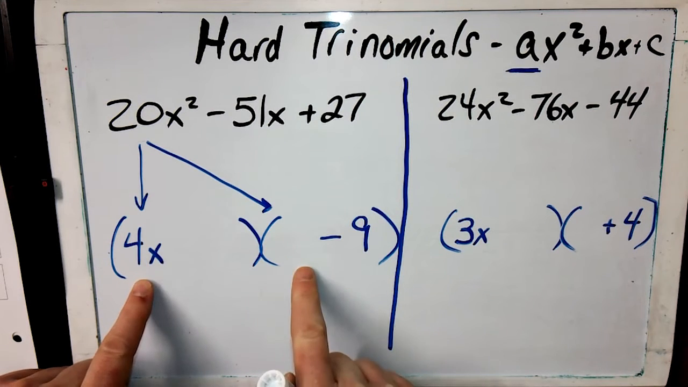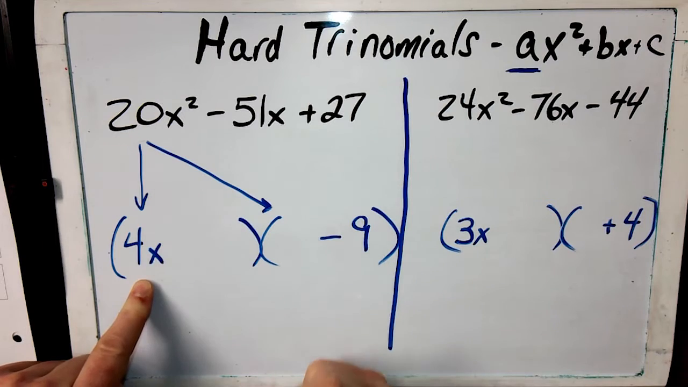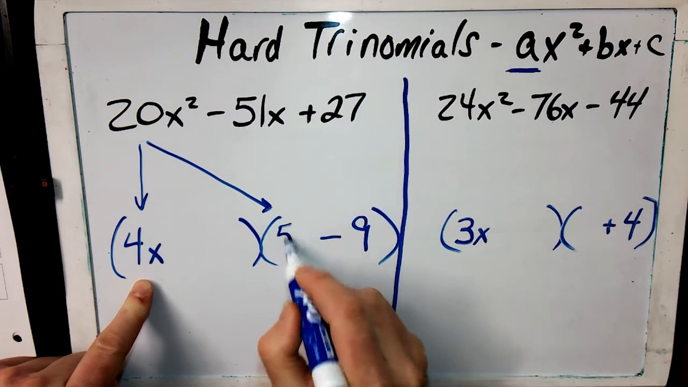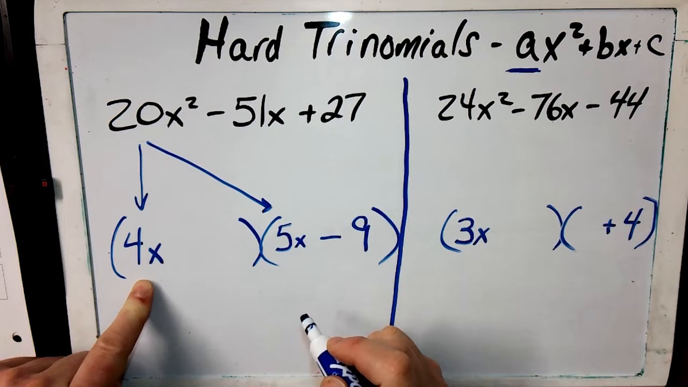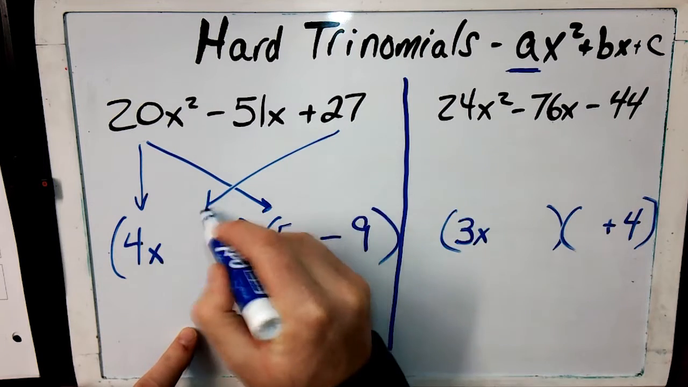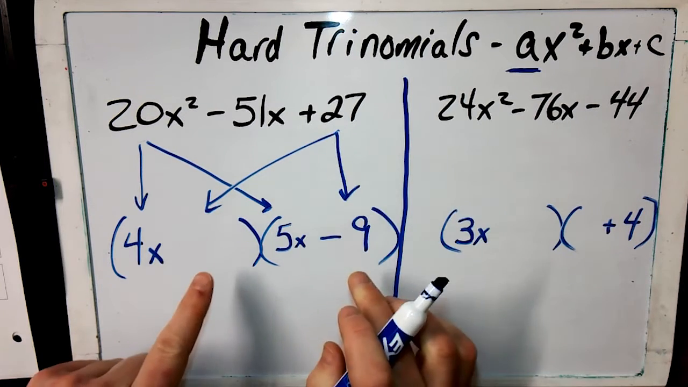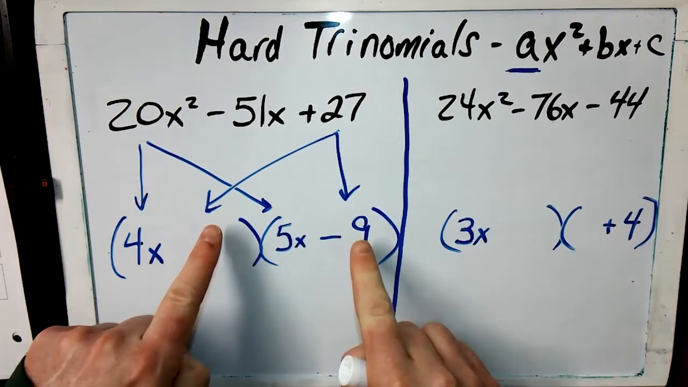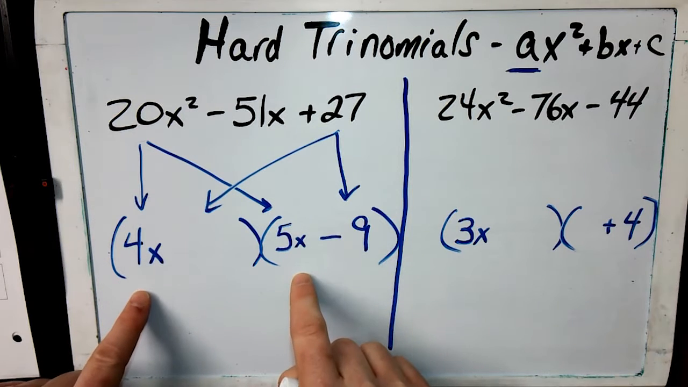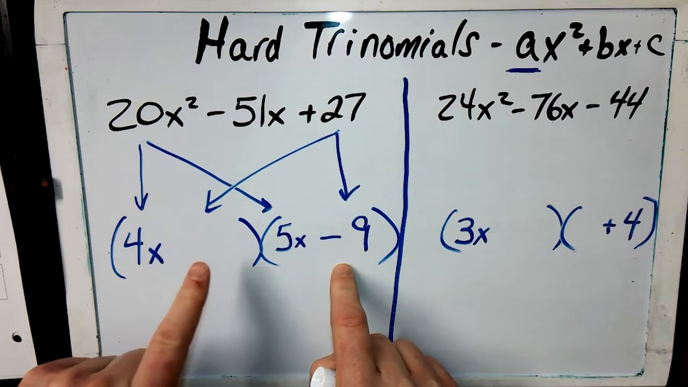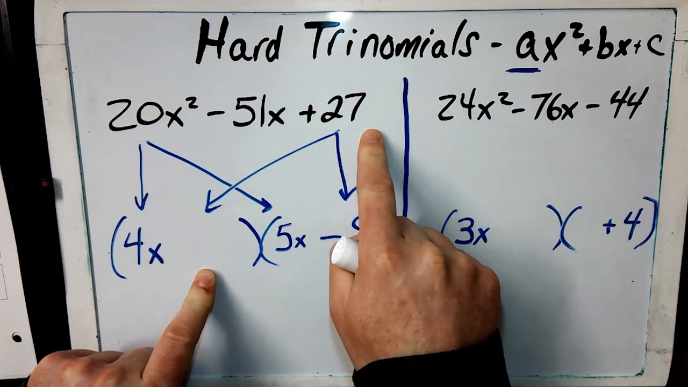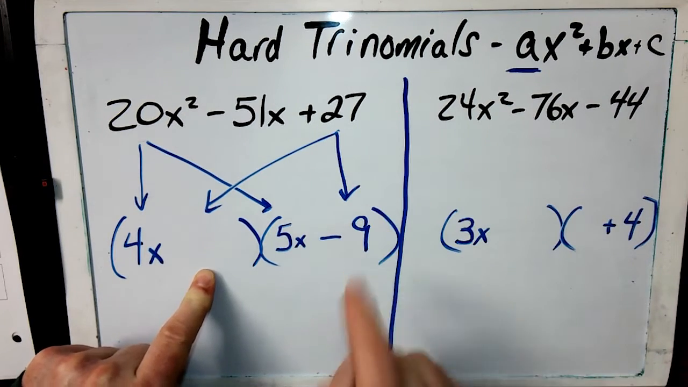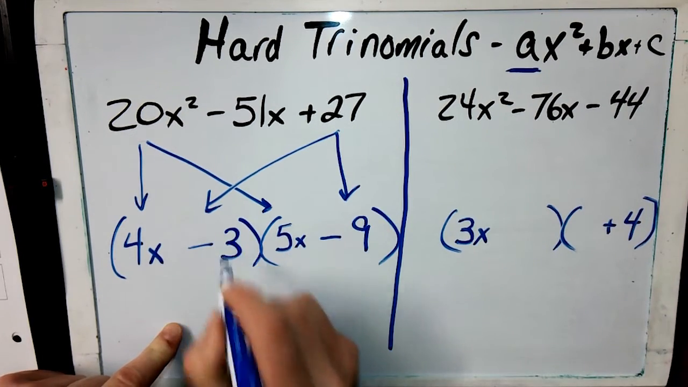So 4x times what will end up with 20x squared? And in this case it's 5x. Now this side, we're going to take this one and it's going to split up into these two terms. Notice that we're ignoring the middle term. This splits up here, this one splits up into these two. So negative 9 times what equals 27? Or 27 divided by negative 9 is minus 3.